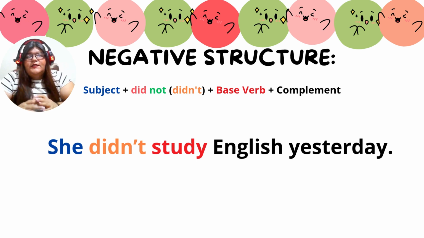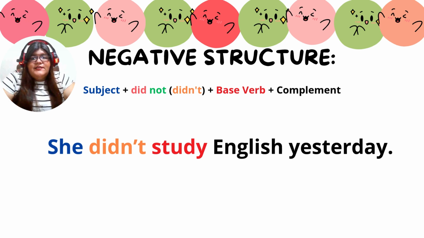Now let's see the negative structure to say no, right? You have subject plus did not, or if you don't want to make this too long, you just contract these two words. You see? Didn't is the contraction. Then we have the base form of the verb and the complement.